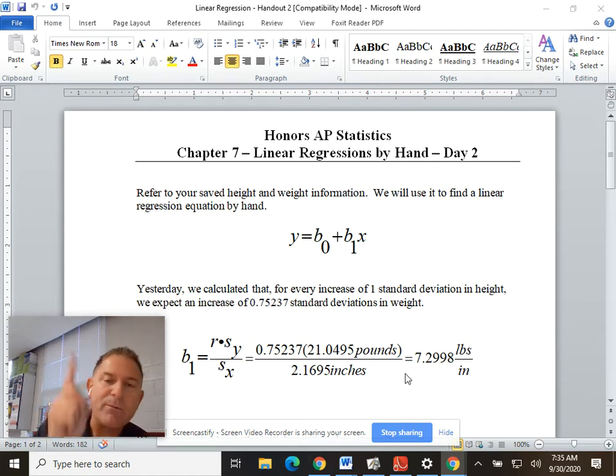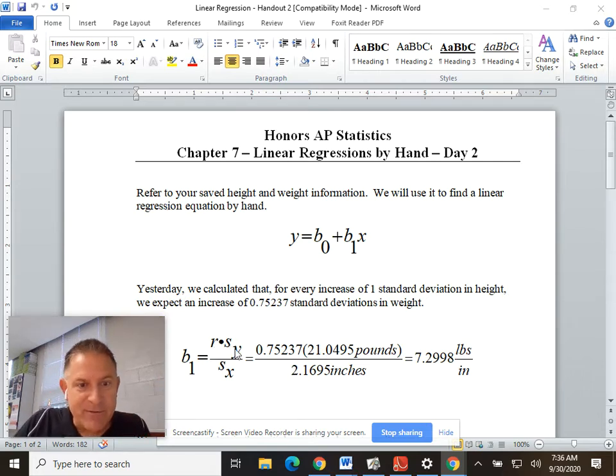You will remember that when we had z-scores last time, the slope was just R. Why was that? It was just R because when you have z-scores, your standard deviation of y is 1. All standard deviations for z-scores are 1. And your standard deviation for x was also 1. So we had R times 1 divided by 1. Well, hello, that's R. So if we had z-scores, the slope was just R, but now we don't have z-scores. We have real things. We have pounds and we have inches. So this slope is going to have a label, 7.3 pounds per inch.